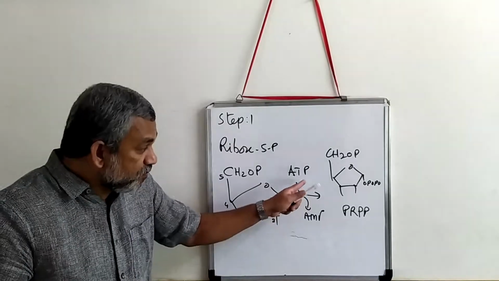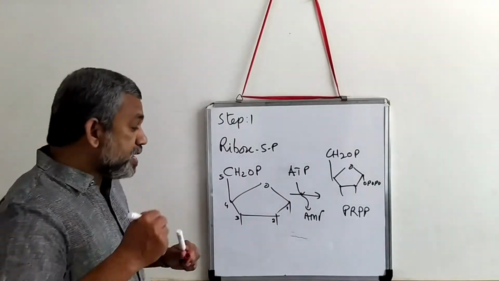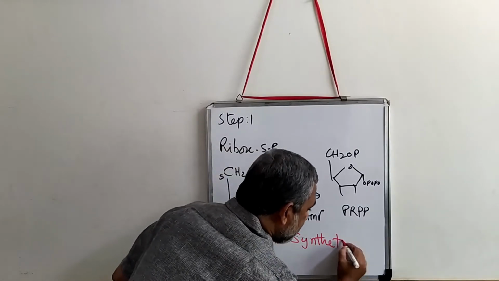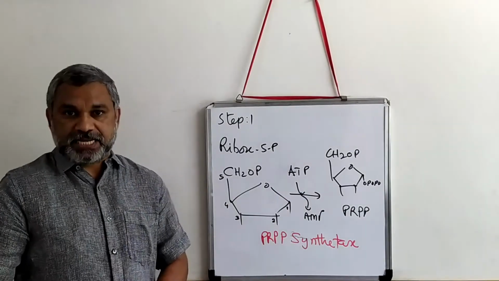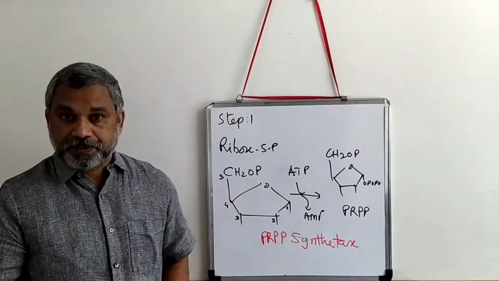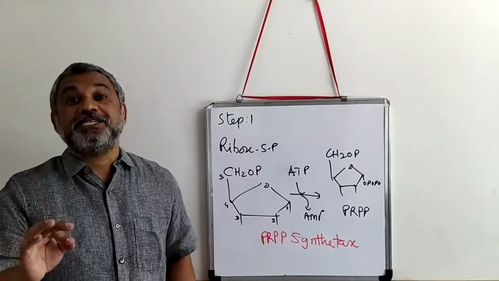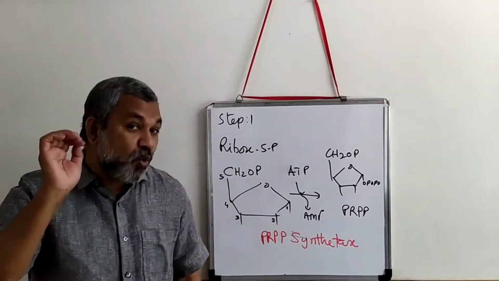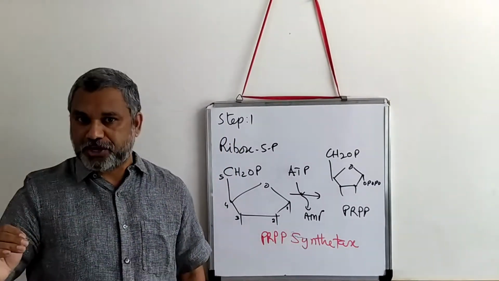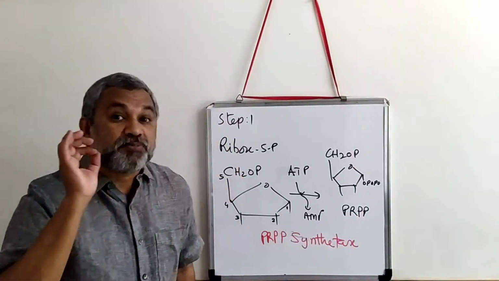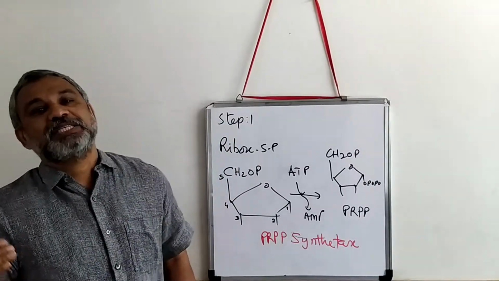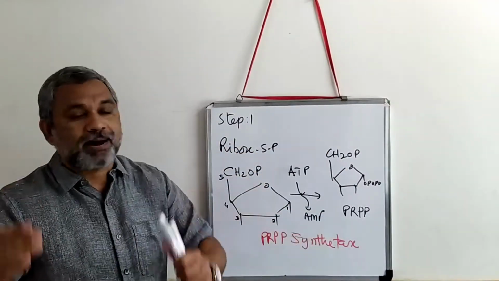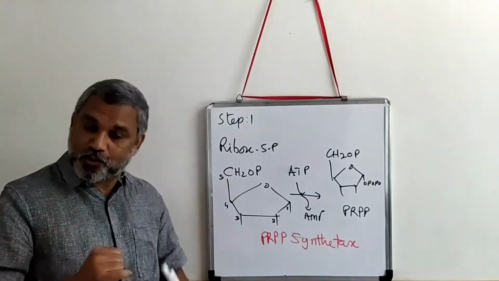An ATP molecule is involved in this synthesis. Therefore, the name of the enzyme is PRPP synthetase. PRPP synthetase enzyme is a crucial enzyme. This enzyme has the capacity to regulate the synthesis of purines. Remember, it is on this that we will build the purine molecule. Unless this substrate is available, purine synthesis cannot occur. So how all these metabolic reactions are correlated and connected is the interesting aspect for us to note down.